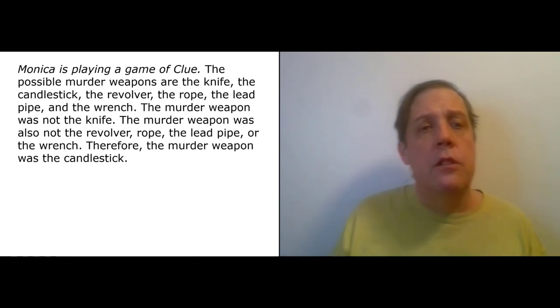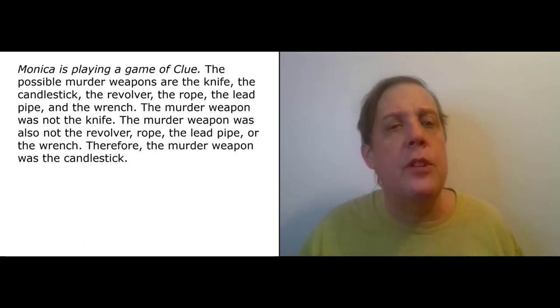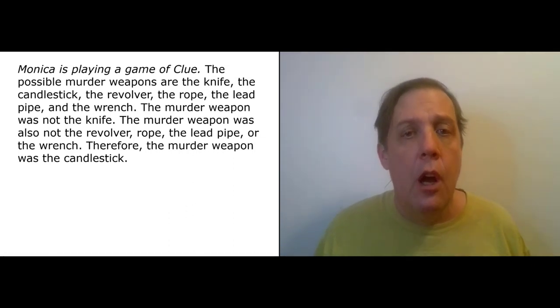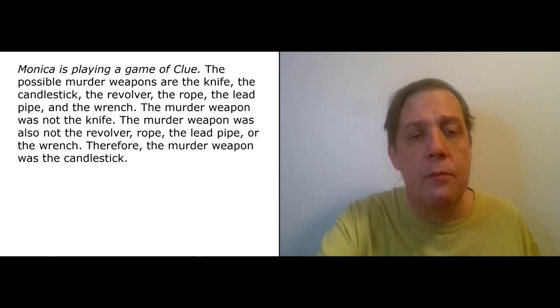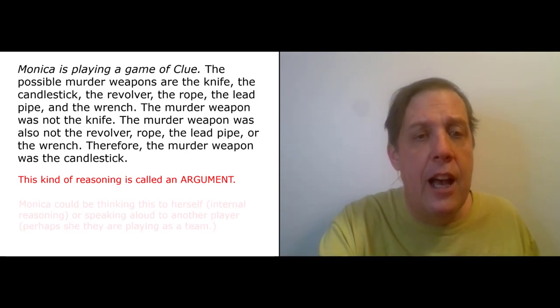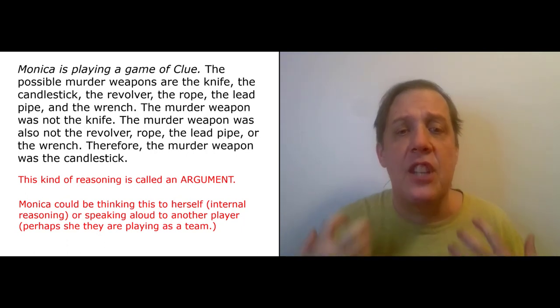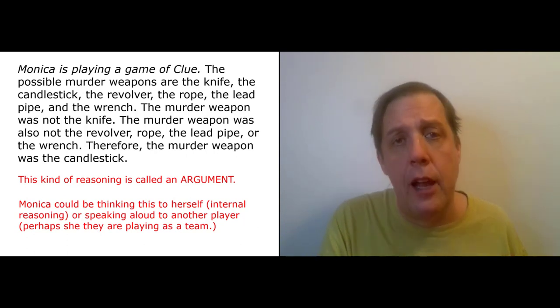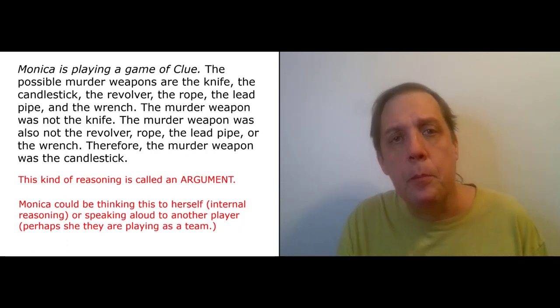So Monica reasons: the possible murder weapons are the knife, the candlestick, the revolver, the rope, the lead pipe, and the wrench. The murder weapon was not the knife. The murder weapon also was not the revolver, the rope, the lead pipe, or the wrench. Therefore, the murder weapon was the candlestick. So this is a kind of reasoning that we call argument. And actually, Monica could be thinking this to herself. This could be a matter of internal reasoning, or she could be speaking aloud to another player. Maybe they're working together as a team.